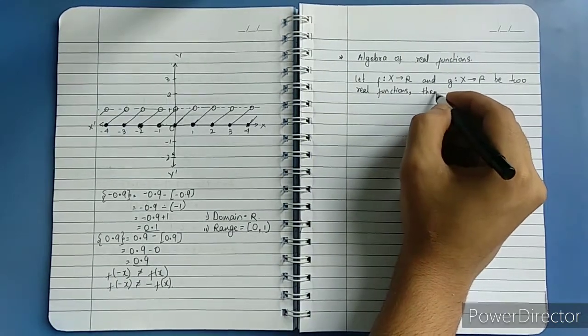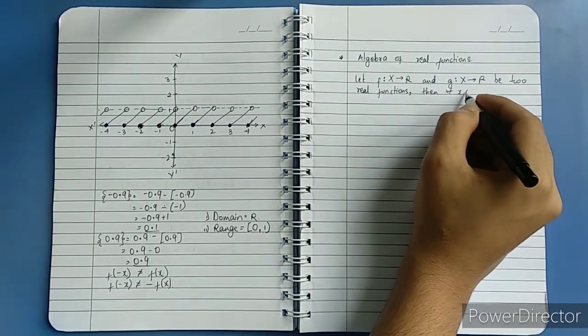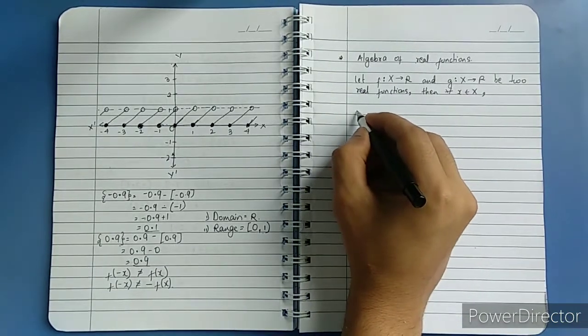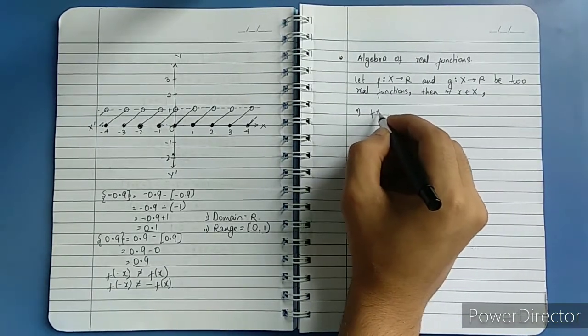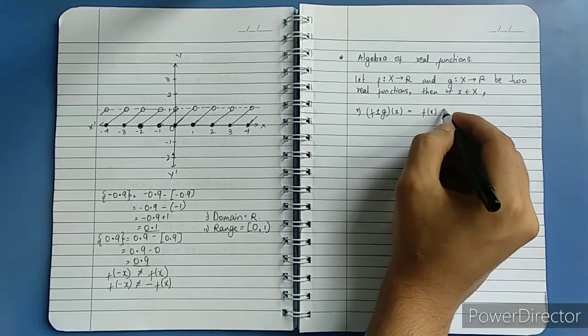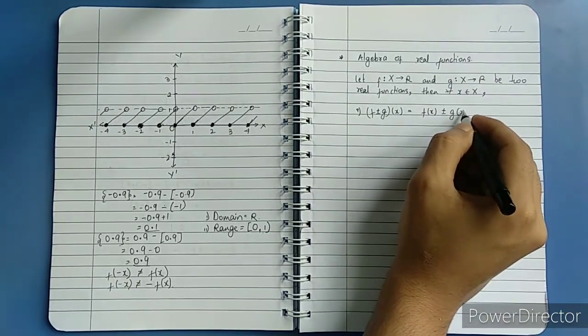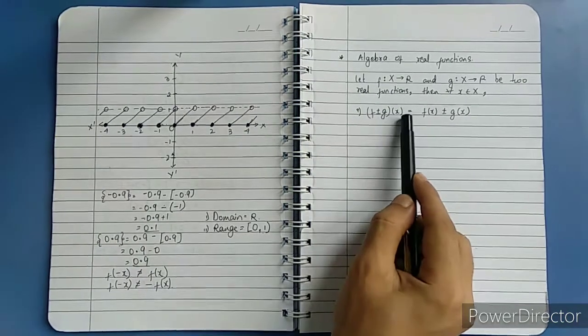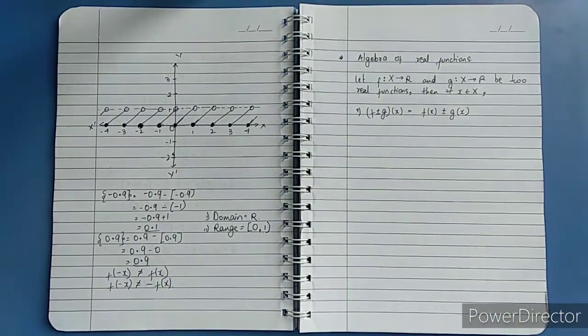Then for all x belonging to X, number 1, f plus or minus g of x will be equal to f of x plus or minus g of x. That is, if we have f plus g of x, it becomes f of x plus g of x. Or if we have f minus g of x, then it becomes f of x minus g of x.